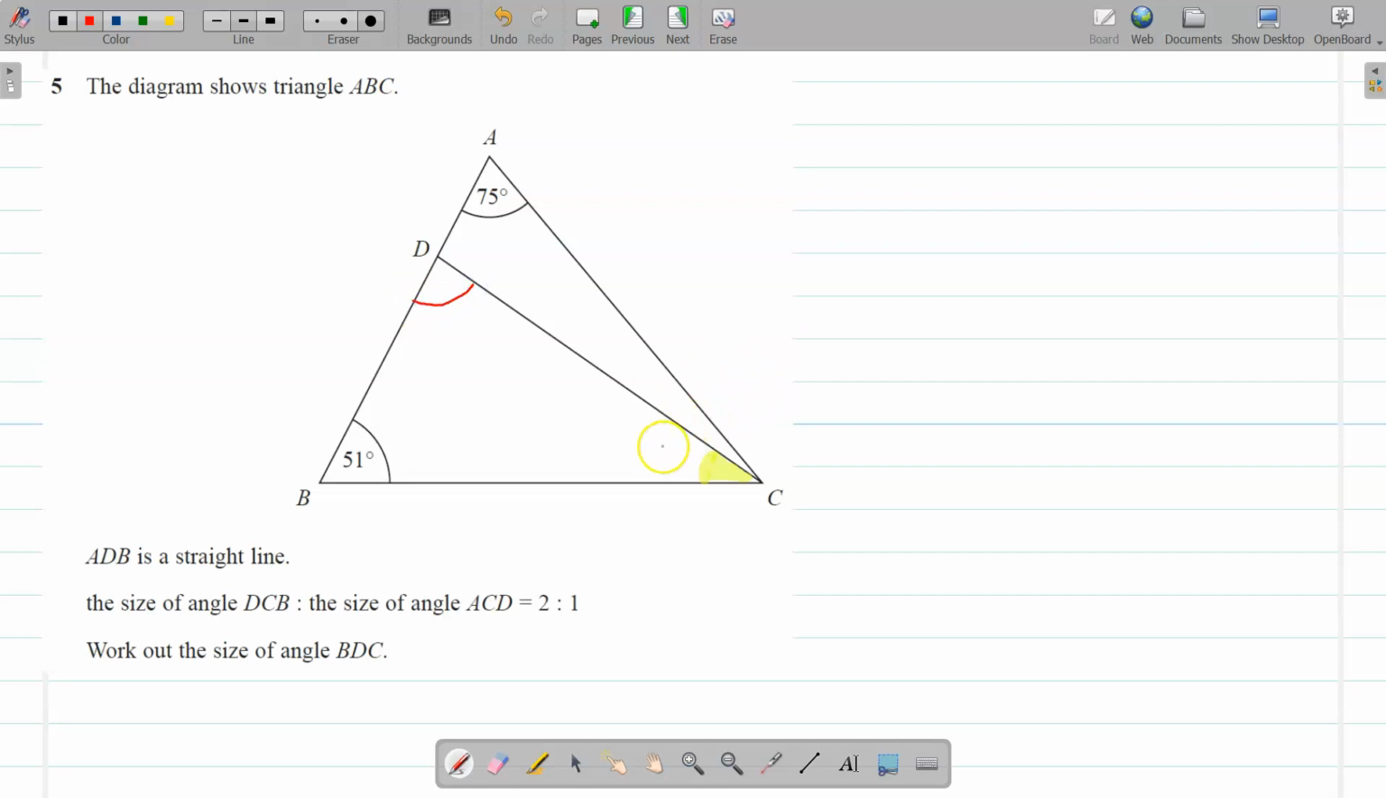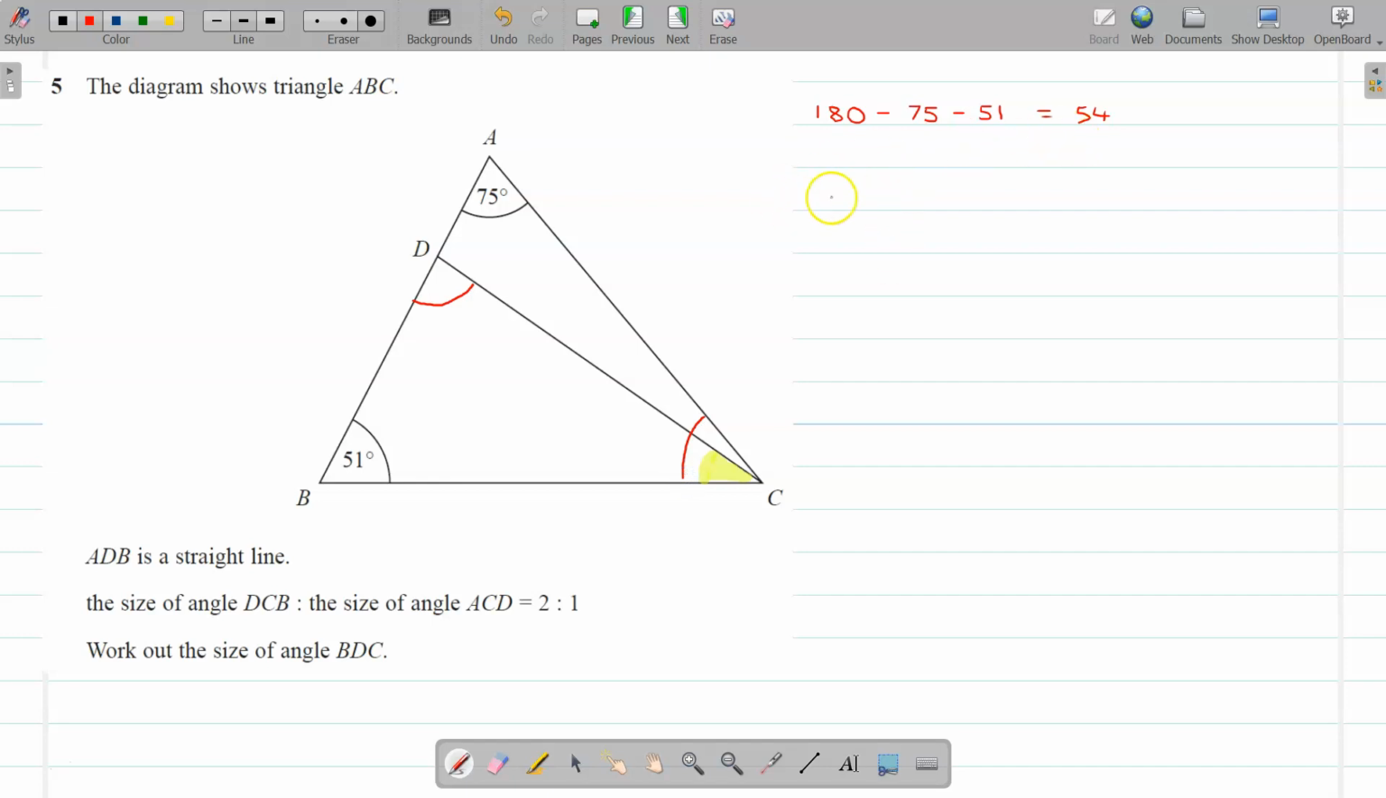Okay, well, the first thing I'm going to do is take 75 and 51 from 180 to give me the whole of the angle at C. So 180 minus 75, that's 105. Take away the 51, okay, it's going to leave me with 54. So that's the angle in here. The total angle across here is 54, right?